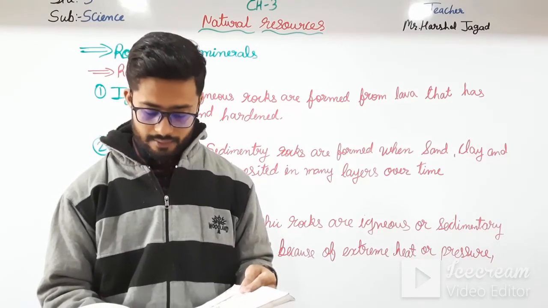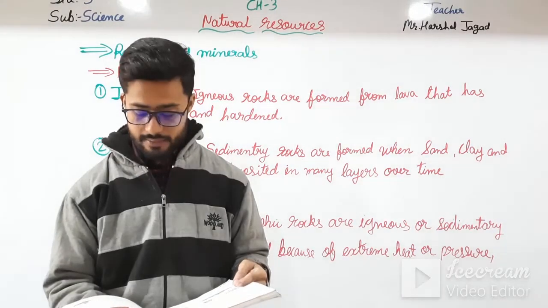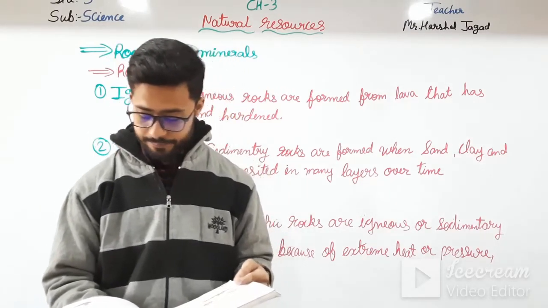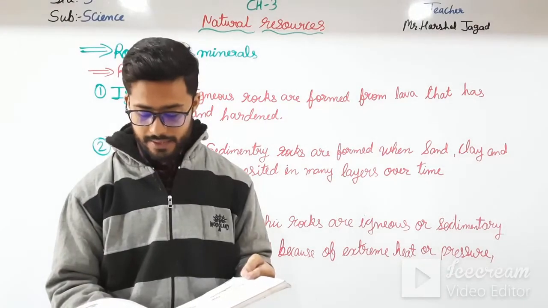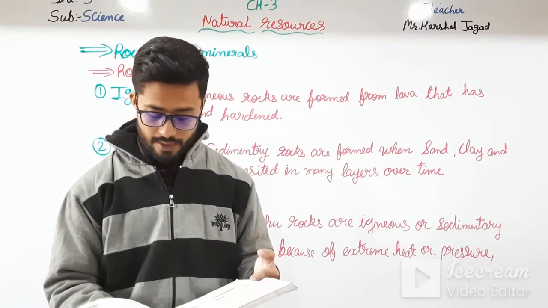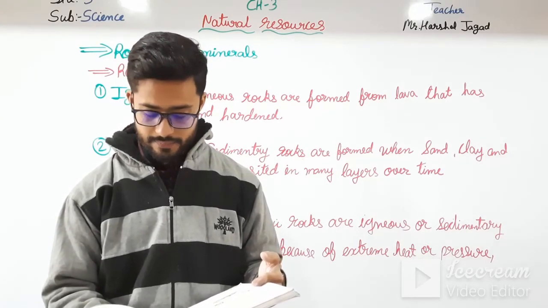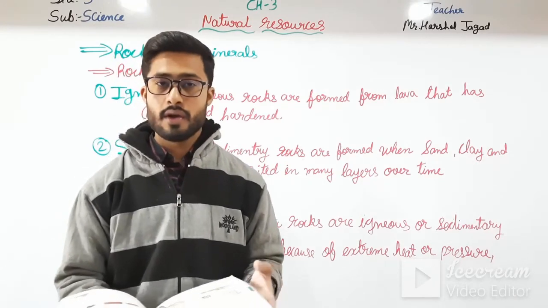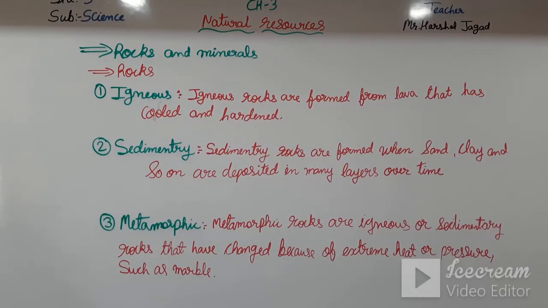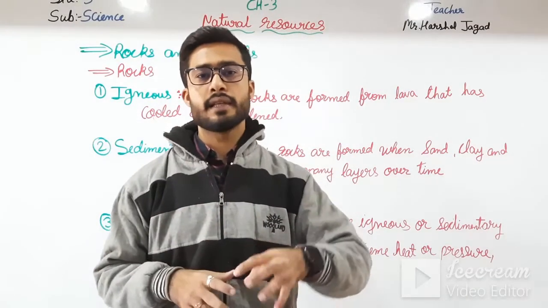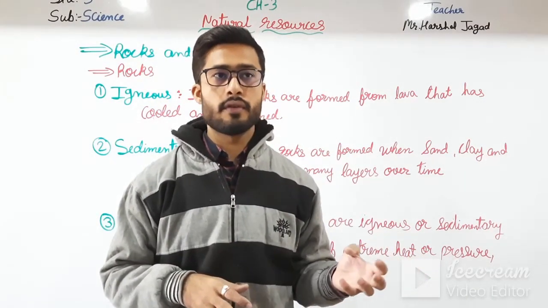Then metamorphic rocks are igneous or sedimentary rocks that have changed because of extreme heat or pressure, such as marble. They are used in the construction of buildings. Quartz is used in clocks and wristwatches. It is used in jewelry and in laboratory equipment as well. Rocks break up into very fine particles to form soil. Soil is essential for plants to grow. Here we have seen the three types of rocks, and these rocks convert into fine particles and form the soil. Okay students, they form the soil.